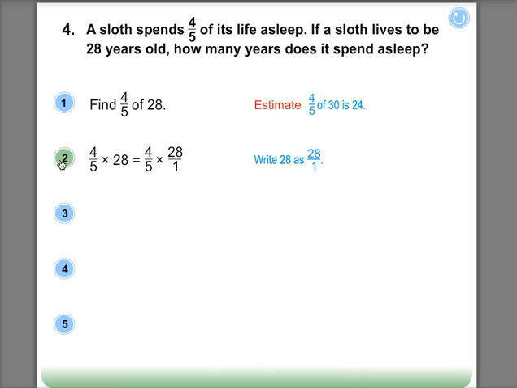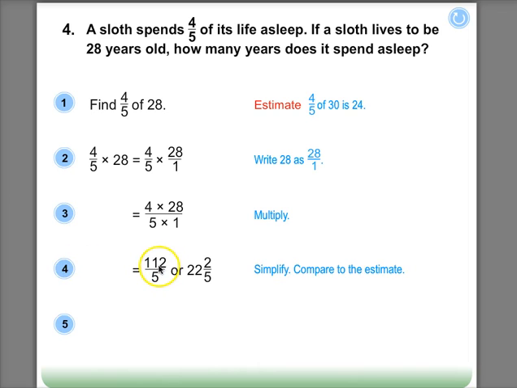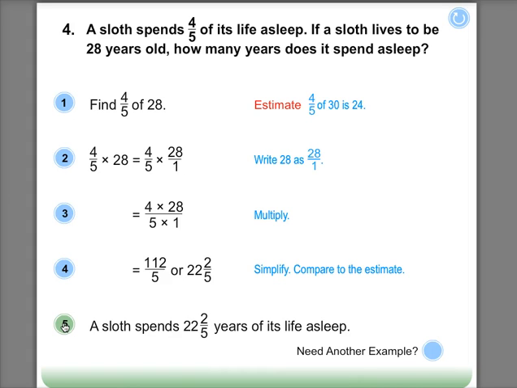Then we change 28, put a 1 under it to make it into a fraction, 4 times 28 over 5 times 1, and that gives us 112 over 5, or 22 2/5. Make sure you always simplify fractions if you can. Don't leave them like this, leave them like that. So a sloth spends 22 2/5 years of its life asleep.